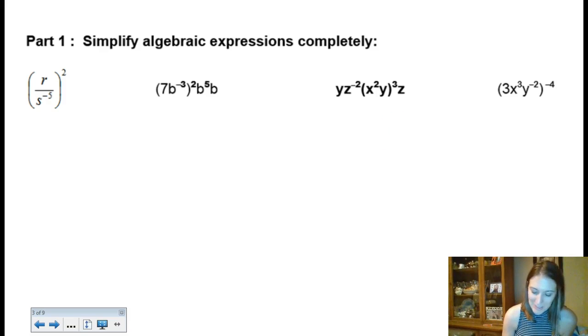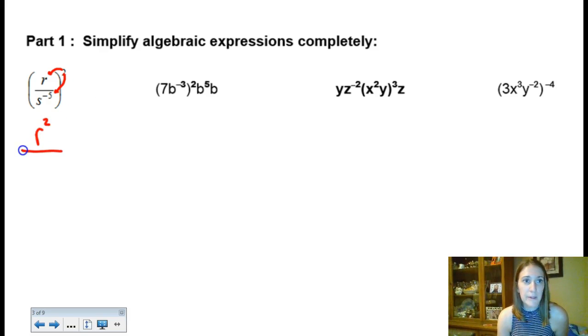All right, so when I look at this first question, I see a couple of properties, and don't freak out because it does not matter what order you do them in. So first thing most kids like to take care of is the fact that there's parentheses. This 2 is going to be distributed to both of the terms, the numerator and the denominator. So it becomes r to the second power. And there already is an exponent here, so we're also going to use that power property that says you multiply them together down here. So negative 5 times 2 is going to become s to the negative 10.